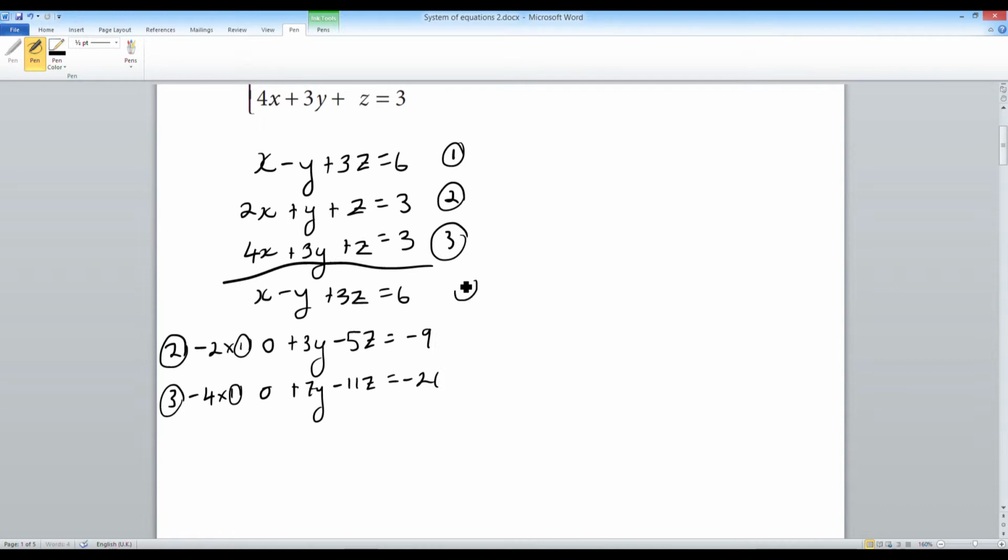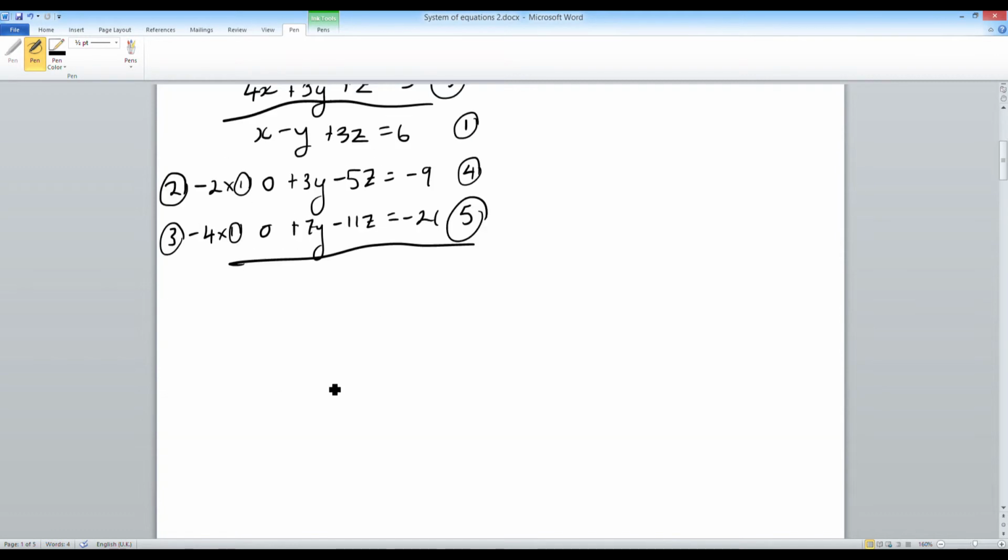Now I can relabel them again. Of course my first row stays the same. This is going to be my fourth row, and this is going to be my fifth row. Now I can see here I've eliminated x. So the next thing I want to do is try to eliminate either y or z. Now I notice here that I've got 3y and 7y. I want to find the common multiple between these two because I want to eliminate one of the y's.